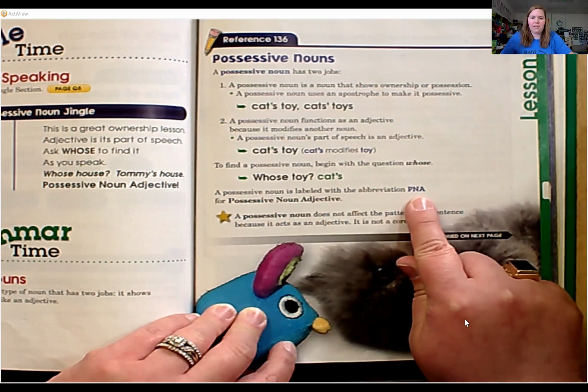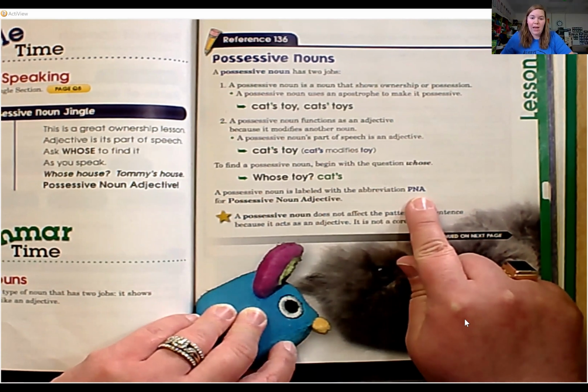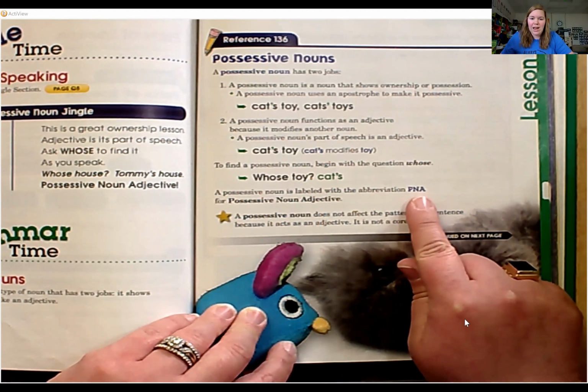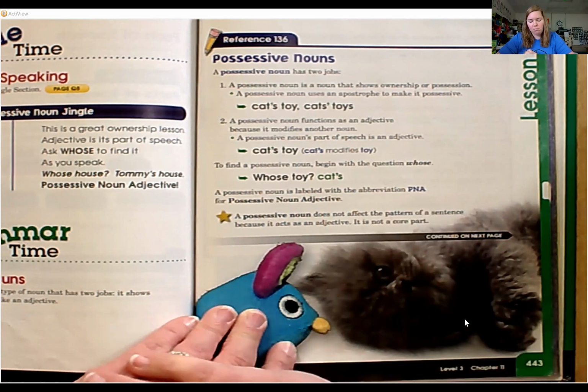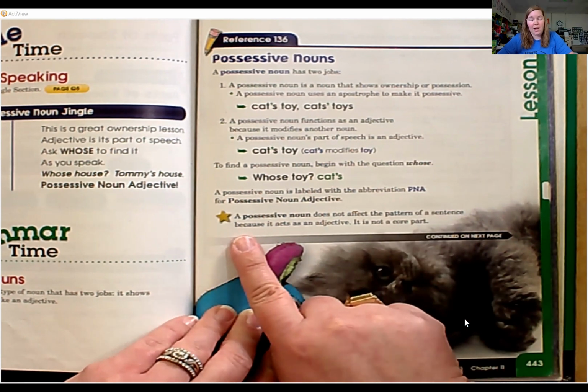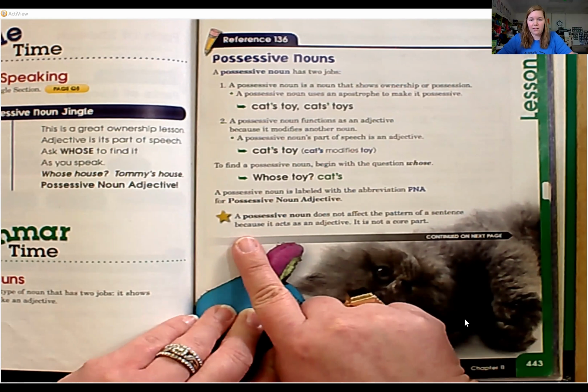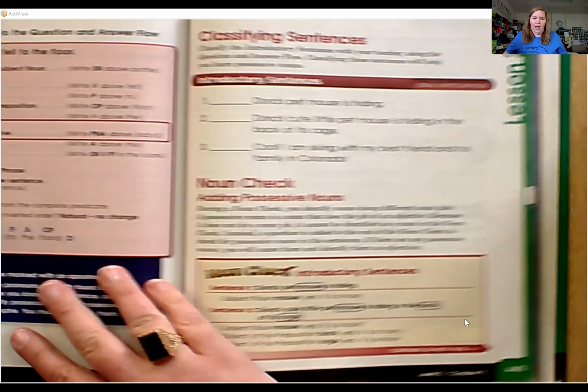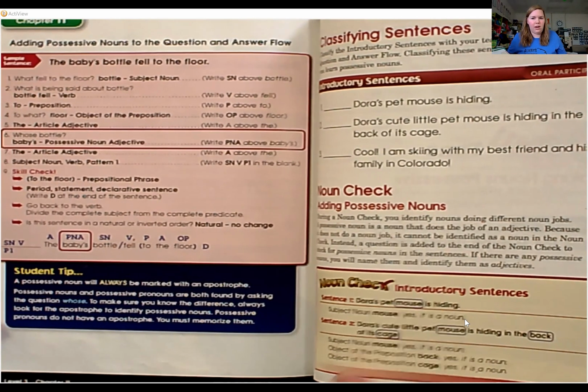A possessive noun is labeled with the abbreviation PNA for possessive noun adjective. So this is very close to PPA, but instead of a pronoun, we use a noun. Please note the possessive noun does not change the pattern of the sentence because it is just an adjective. So we're still in subject, noun, verb, pattern 1. So let's look at a possessive noun adjective being used in a sentence.